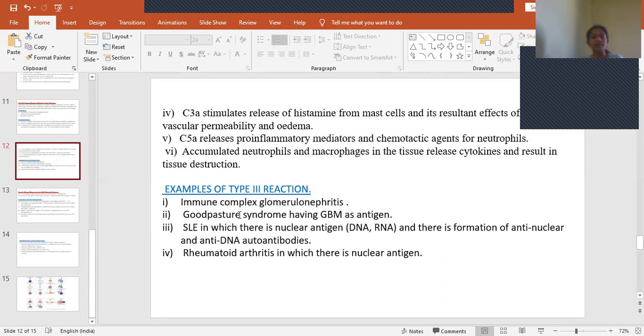And the examples of it include immune complex glomerulonephritis, Goodpasture syndrome, SLE, that is systemic lupus erythematosus, rheumatoid arthritis. So these are the examples of type 3 reaction.